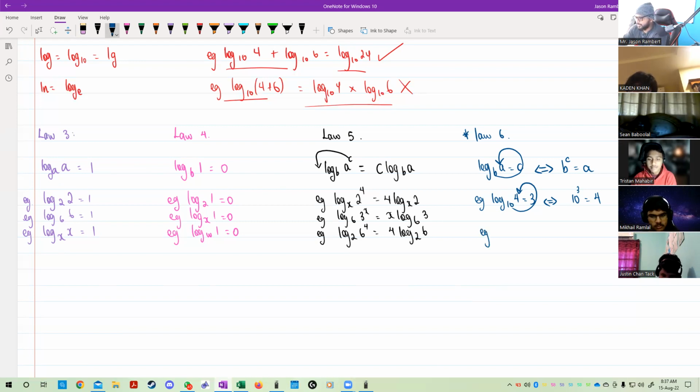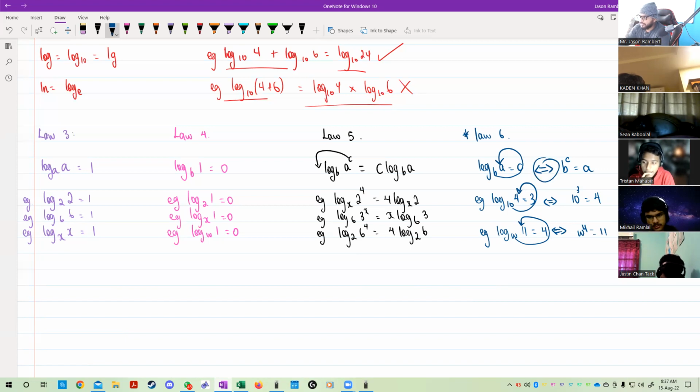Another example. If I want to express log of 11 to base W is equal to 4, I want to convert this to index. W to the power of 4 is equal to 11. All seen it?